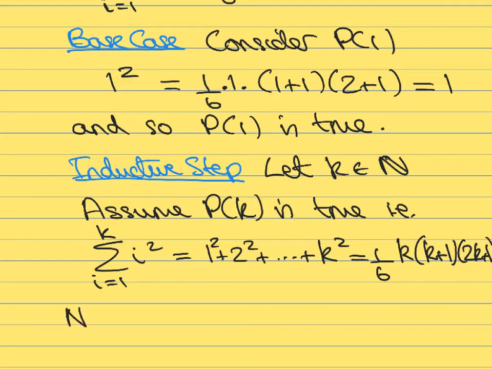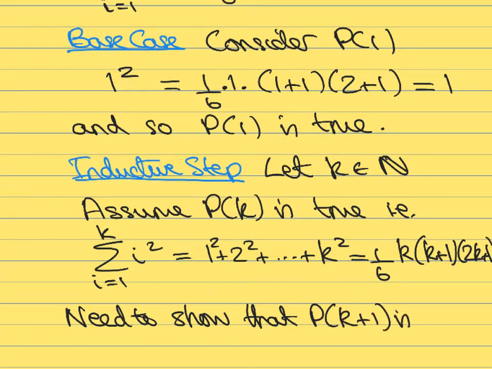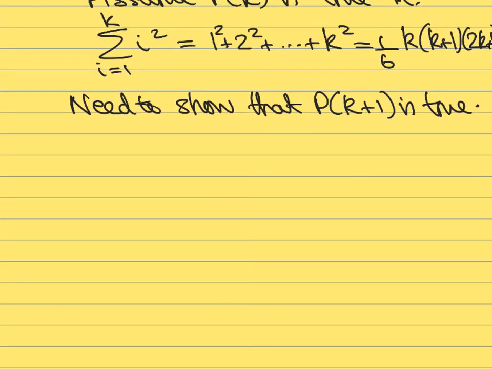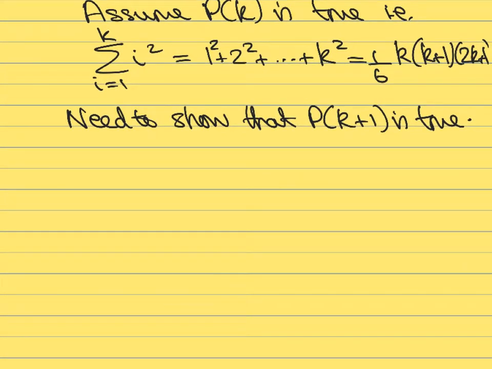We need to show now that given that assumption, it follows that P(k plus 1) is also true. That means that the corresponding formula with k plus 1 instead of k throughout the expression is also true. So how do we get from this to the same expression with k plus 1? Well, we need to add k plus 1 squared to both sides. So let's do that.